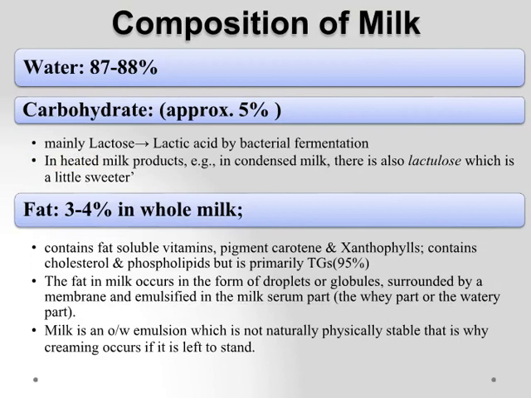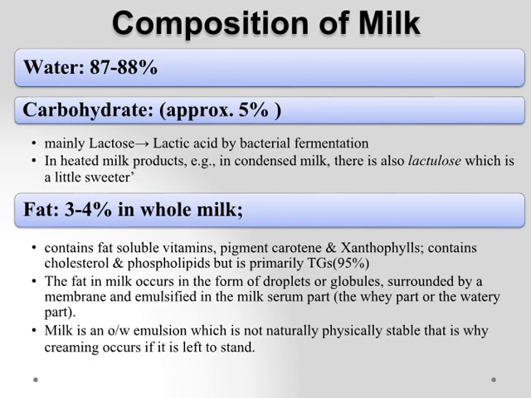Composition of milk: water, 87 to 88%. Carbohydrate, approximately 5%, mainly lactose, which becomes lactic acid by bacterial fermentation in heated milk products, e.g., in condensed milk. There is also lactulose, which is a little sweeter. Fat, 3 to 4% in whole milk, contains fat-soluble vitamins, pigment carotene and xanthrophols, contains cholesterol and phospholipids but is primarily TGs, 95%.